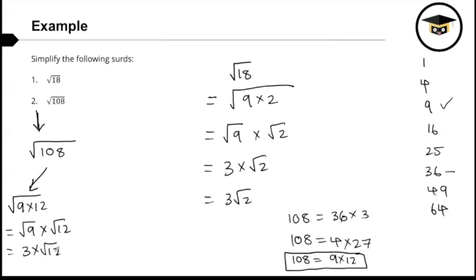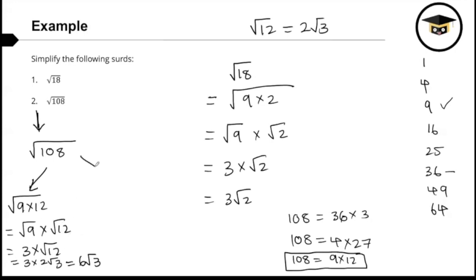Now, the problem with this is 12 can be further simplified. In fact, from the previous slides, we know that square root of 12 is equal to 2 root 3. And so really our answer should be 3 times 2 root 3, which is equal to 6 root 3. So that is the problem. If we don't choose the biggest one, we're going to have to simplify again.